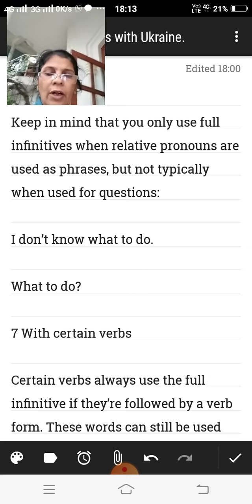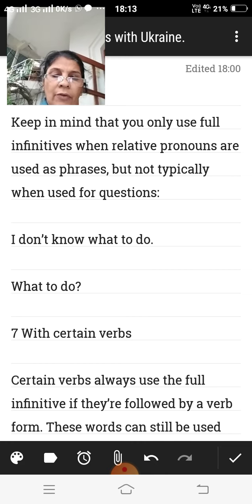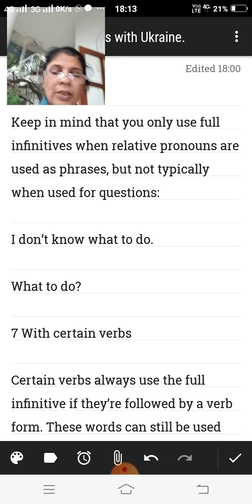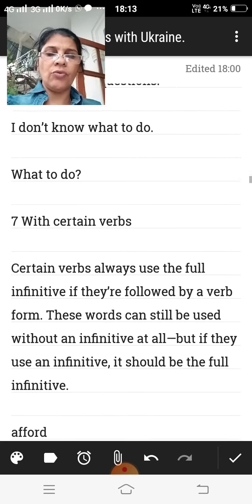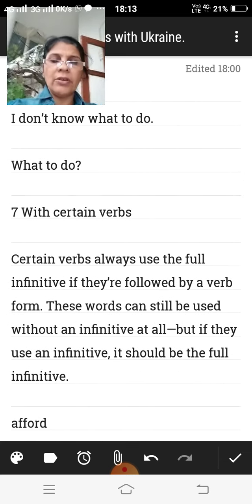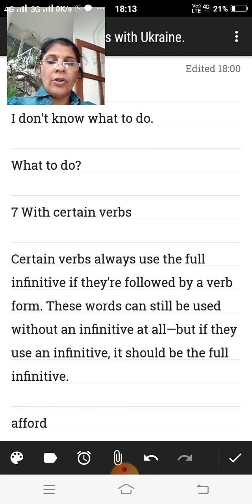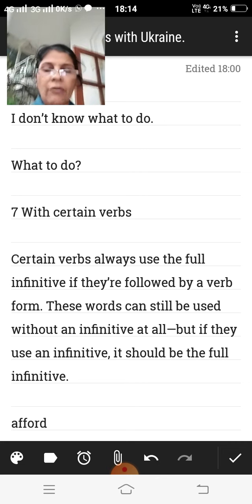With certain verbs: certain verbs always use the full infinitive. If they are followed by a verb form, these words can still be used without an infinitive at all, but if they use an infinitive, it should be the full infinitive.